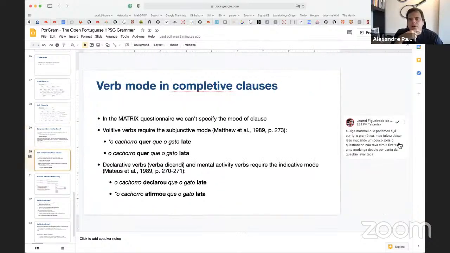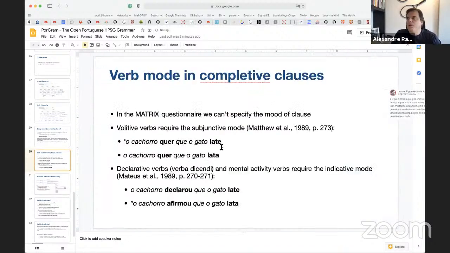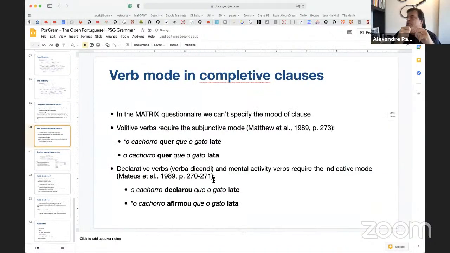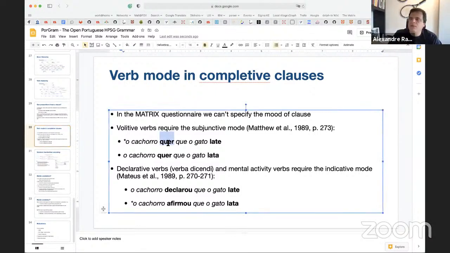In Portuguese, you also have, actually, this problem was solved. During the process, we are kind of contributing back to the matrix system itself. So one of the things that we found is that in Portuguese, we have this phenomenon of some verbs like quer, wants, right? We have these volitive verbs that require a subjunctive mode, right? So "o cachorro quer que o gato late" is ungrammatical, but "o cachorro quer que o gato lata". So the dog wants that the cat bark. So we have this asking.